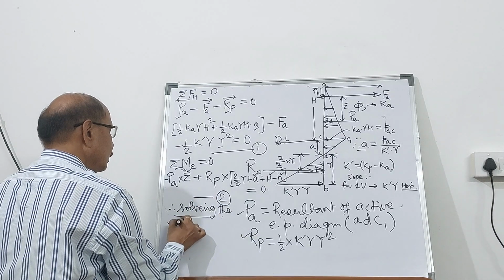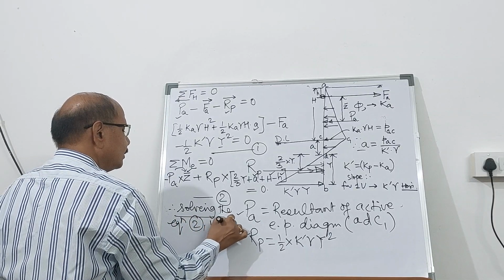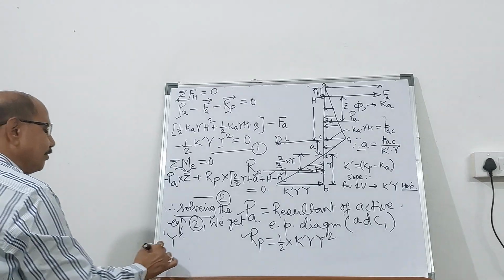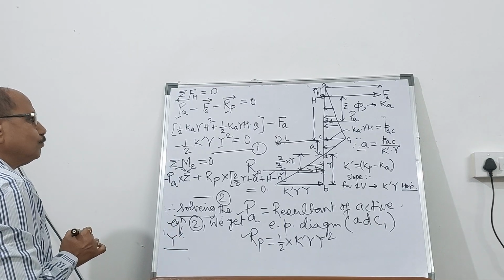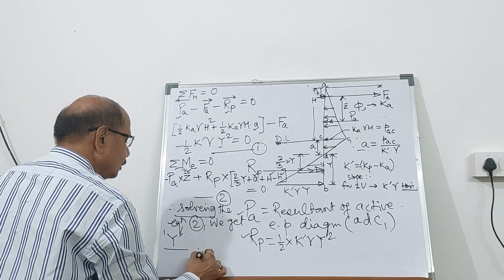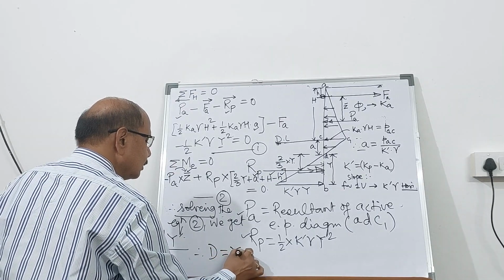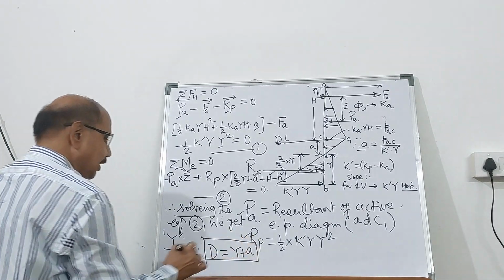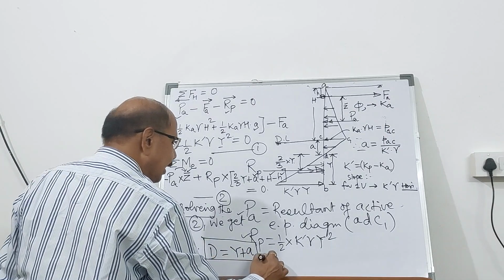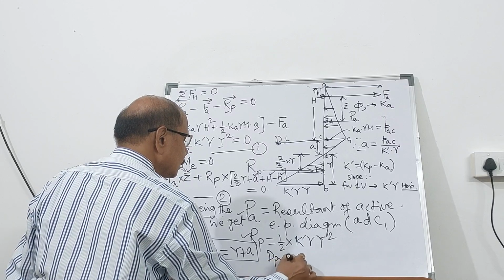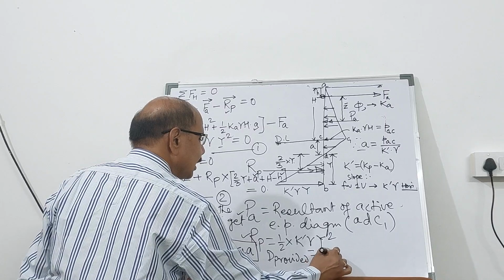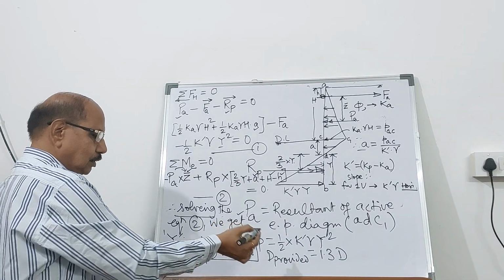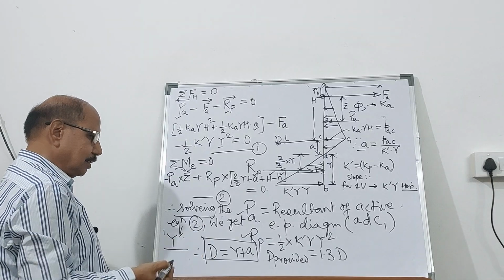Therefore, solving equation 2, we get the value of Y. Once you get the value of Y, naturally you are going to find out the depth of embedment will be Y plus A. So the depth of embedment can be found out very easily for anchored sheet pile, and then you can provide D provided as 1.3 times D calculated.